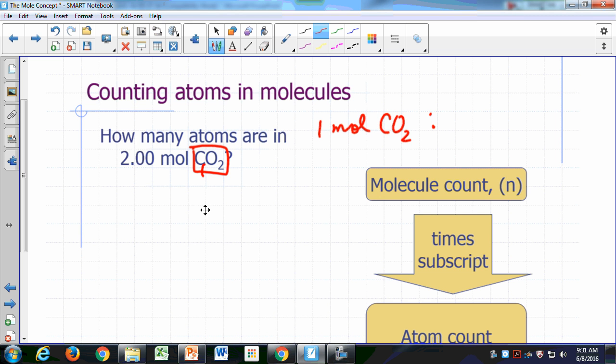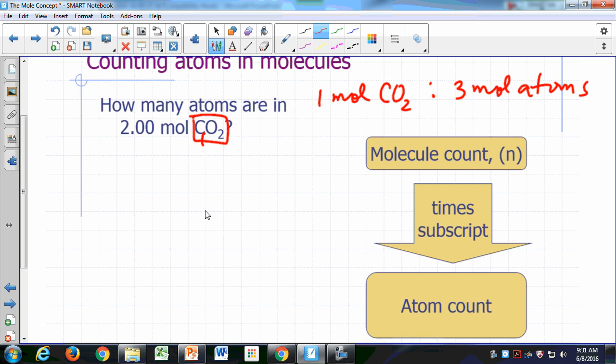1 mole of carbon, and 2 moles of oxygen. So it's got 3 moles of atoms. Of that 3, 1 mole is carbon, 2 moles would be oxygen. Okay, so again, you can set this up like a unit conversion problem or a proportional problem.